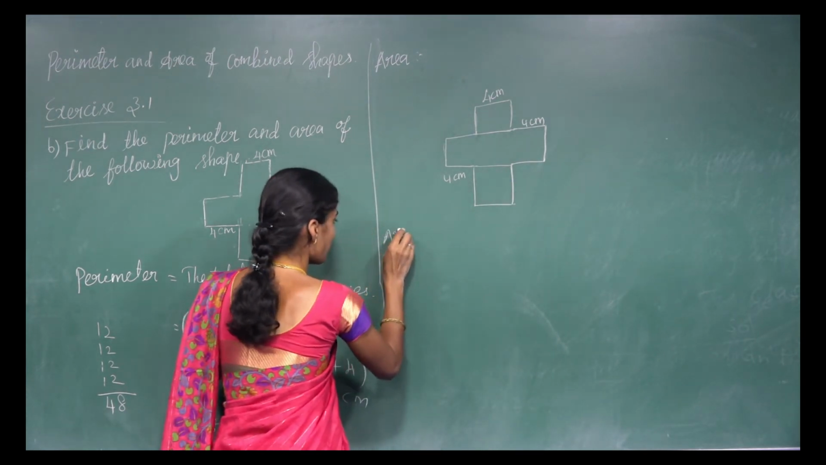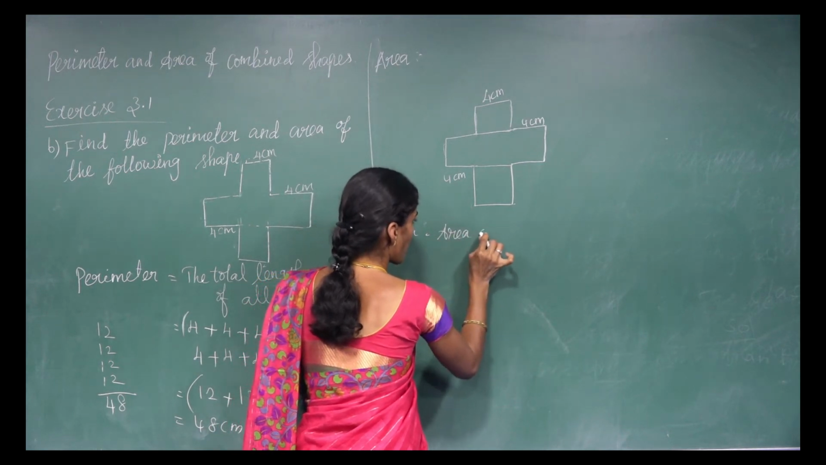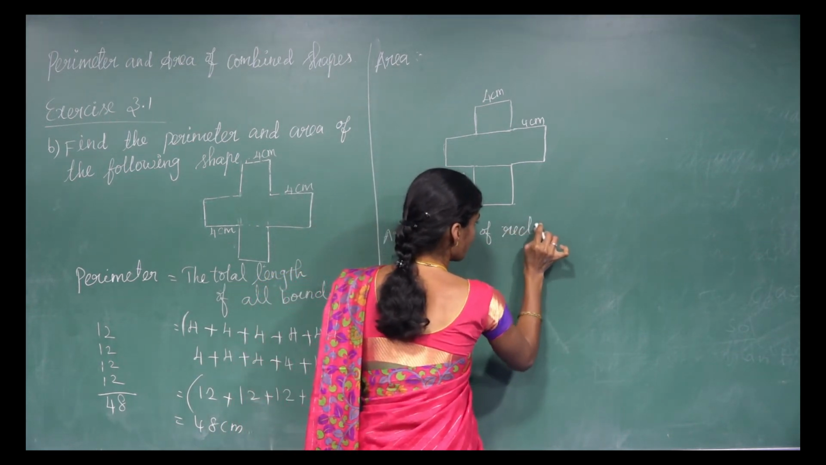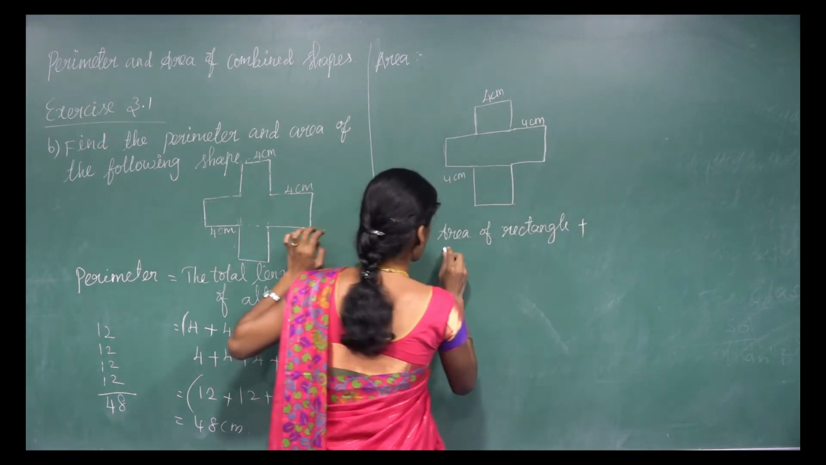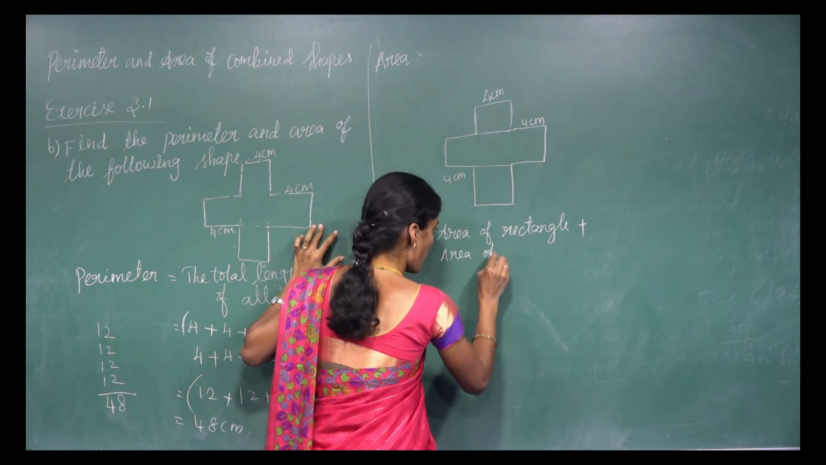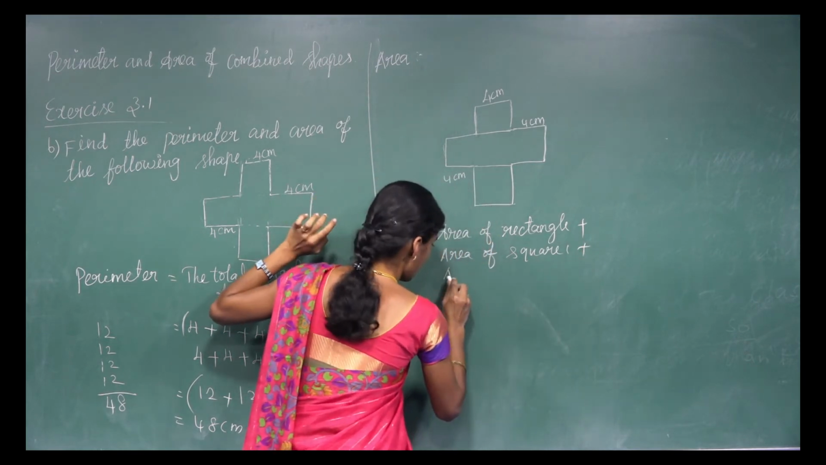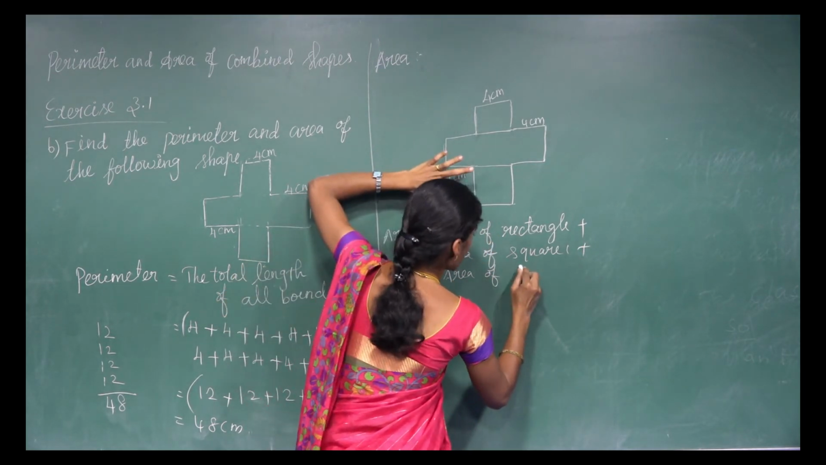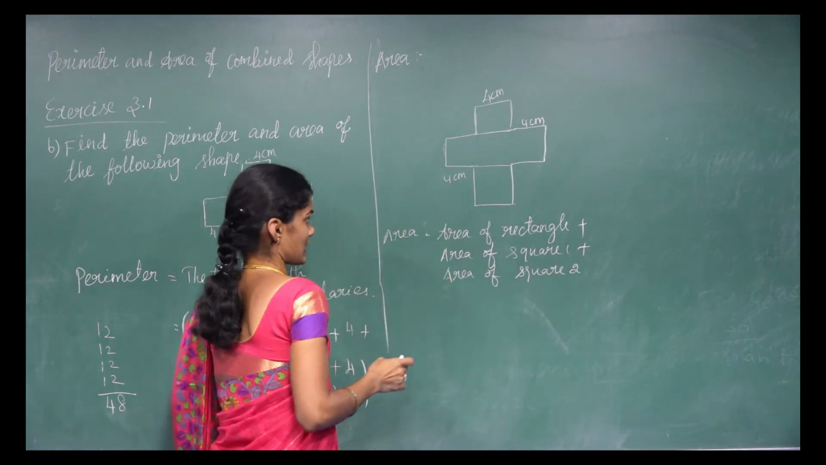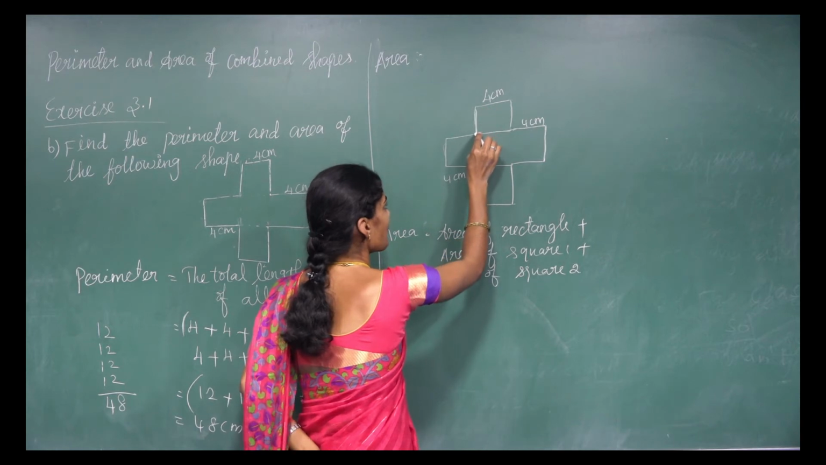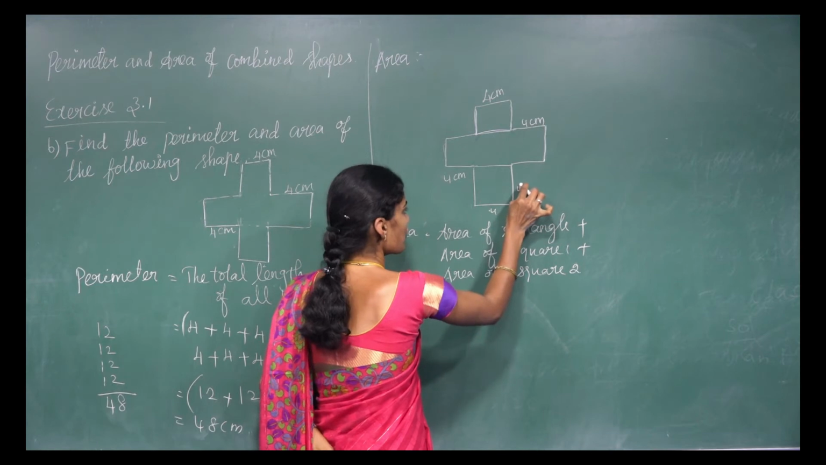So area equals area of rectangle plus area of square 1 plus area of square 2. Now we want to find the sides. In the squares, each side is 4 centimeter, 4, 4, 4, 4. Here also 4 centimeter.